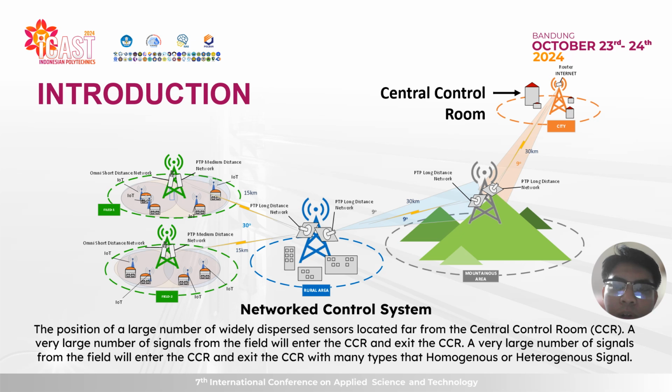There are several sensors located distant from the central control room, or CCR. Numerous signals from this field will enter and leave the CCR. There are several forms of signals which might be homogeneous or heterogeneous.